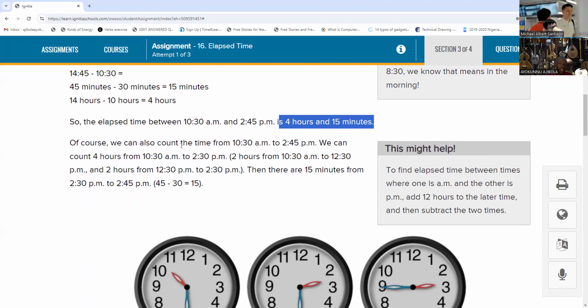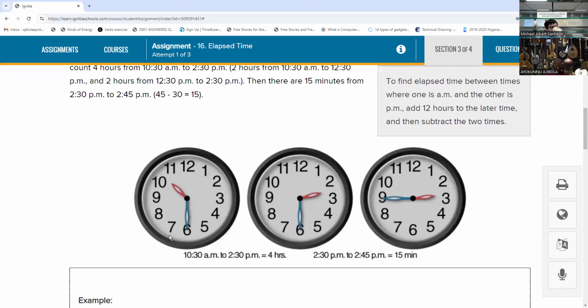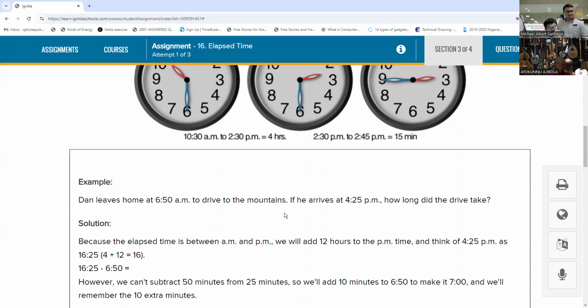And of course, we can also count from the time in the morning to the time in the afternoon, like 10:30 to 11:30, that's 1 hour, 12:30, 1:30, 2:30, that's 4 hours, then 15 minutes from that 30 up to 45.